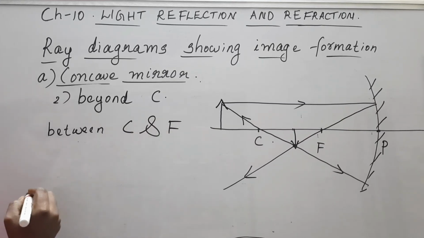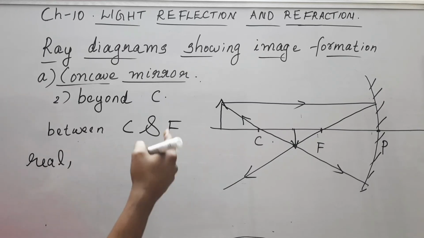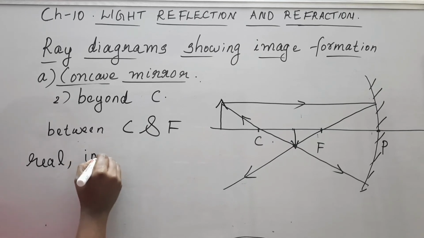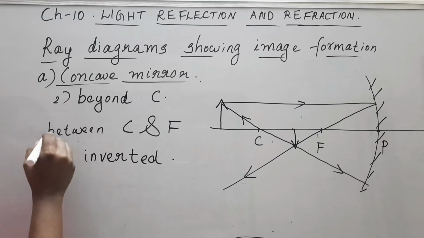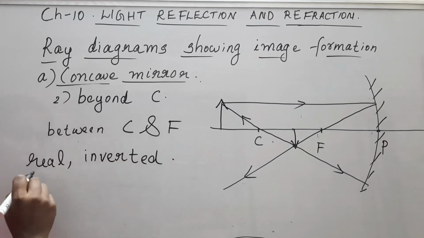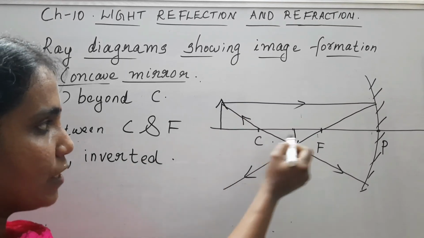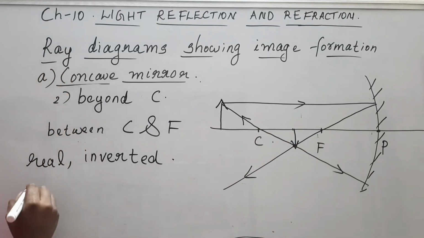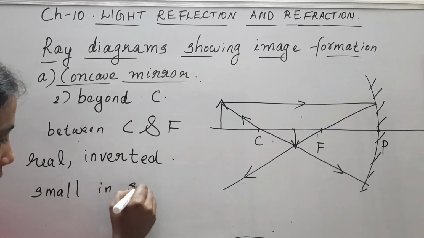and the image formed is, again, real. No doubt it is real because the reflected rays really intersect, and the image formed is inverted also. So the image is formed between C and F, and the image formed is real and inverted. And what we have seen is, see the size, you can compare, compared to the object, this image is small in size. So the image formed is small in size.